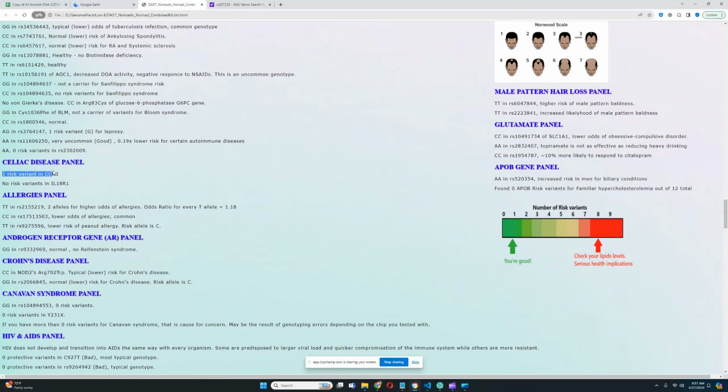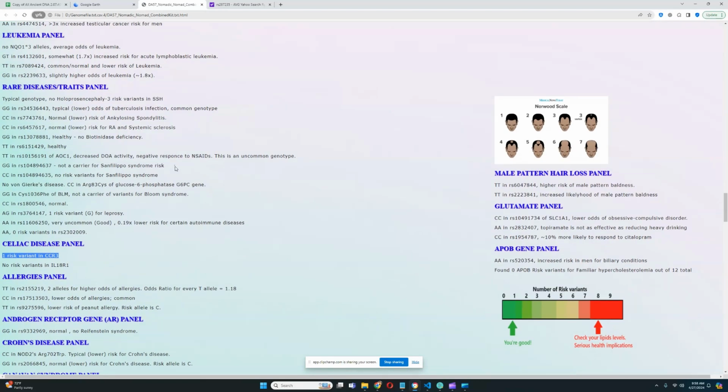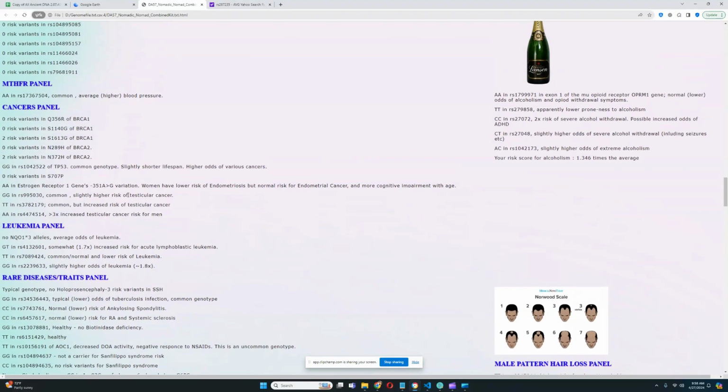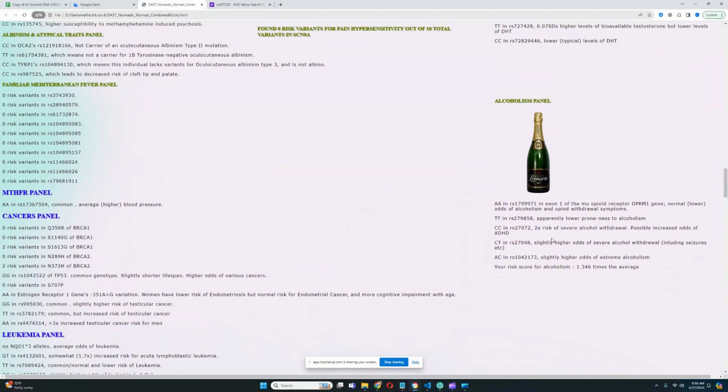Celiac disease, he has one risk variant here. What about the rare diseases and traits panel? Looks like really no predispositions for any rare diseases. At least that's good. For alcoholism, the risk score is 1.3 times the average, basically. Much higher odds for alcoholism.